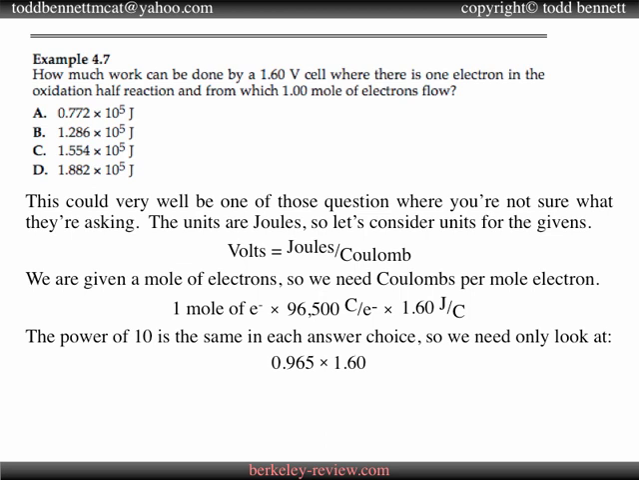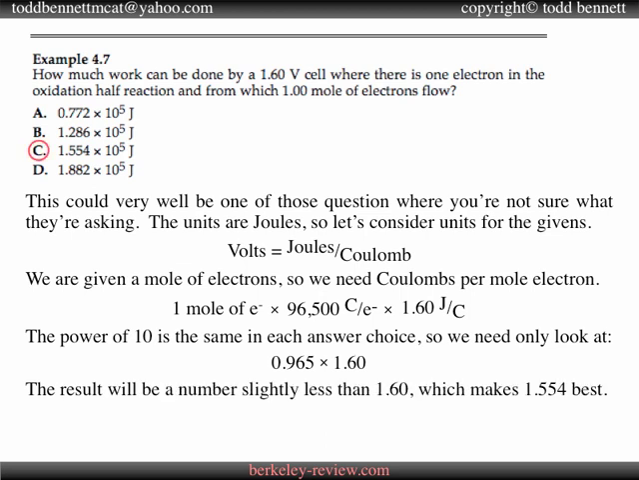0.965 times 1.6, I have no idea what it is, but I do know 1 times 1.6 is 1.6, so this is a little less than 1.6. The best answer of the choices is 1.554. Again, 10 to the 5th, I don't care, because my goal is to get a right answer, not a perfect answer.